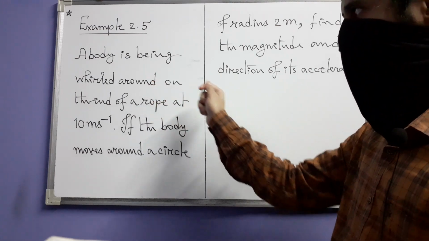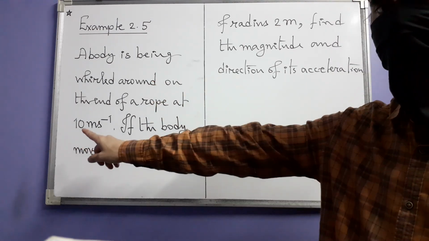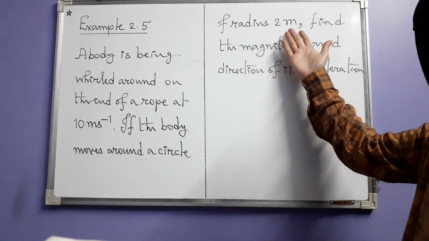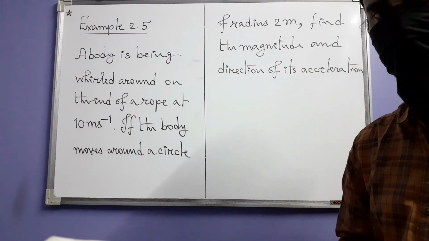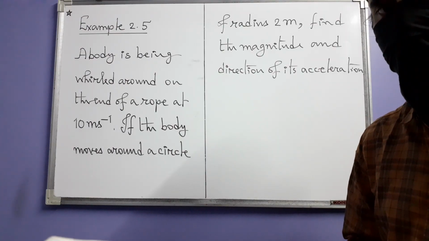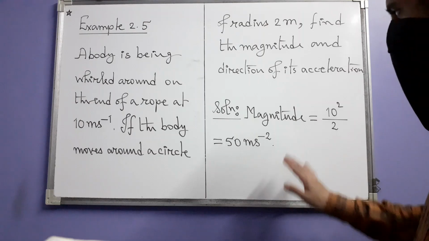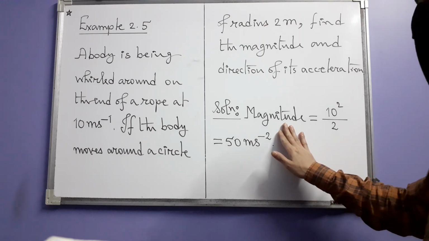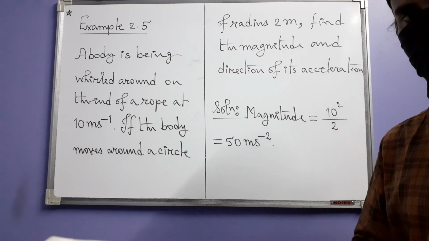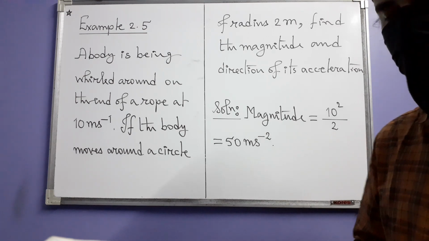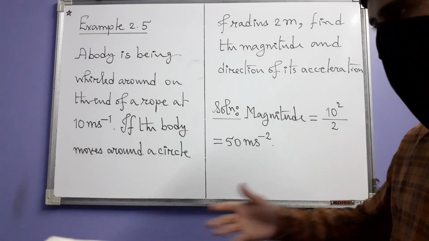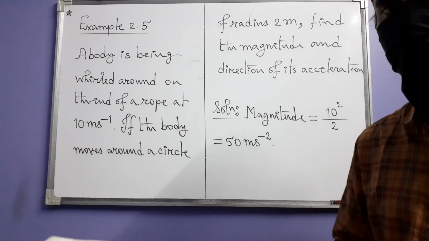A body is being whirled around on the end of a rope at the constant speed of 10 meters per second. If the body moves around a circle of radius 2 meters, we have to find the magnitude and direction of its acceleration. Direction you already know, towards the center, but what's the magnitude? In the solution I just write what the magnitude is, and that is, from what we saw just now, 10 squared divided by 2, constant speed squared divided by the radius of the circular path, which is 50 meters per second squared. This is slightly less than 5 times the acceleration due to gravity on Earth's surface.